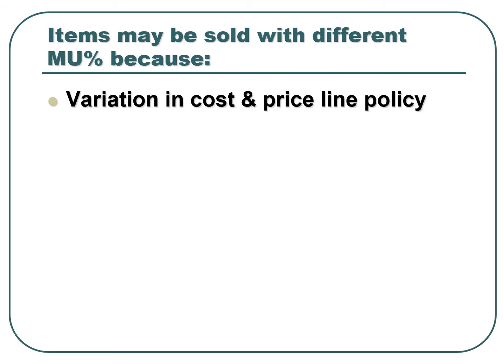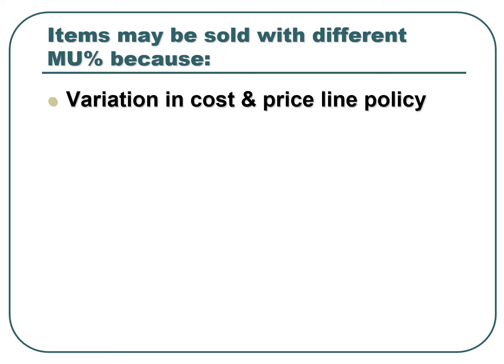Although we may decide on our initial markup plan, we may not apply the same initial markup percent on every item that we purchase. There are many different reasons why we may apply varying markups on different merchandise. The first reason may be the variation in the cost and the price line policy.